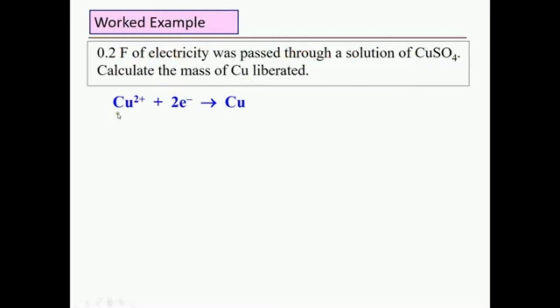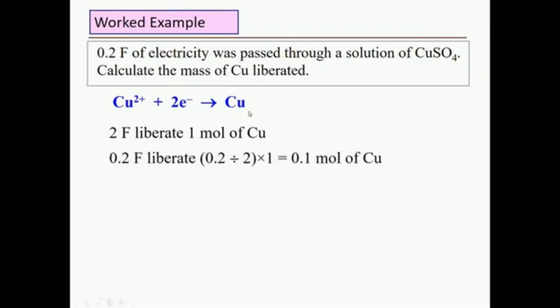The half equation would therefore be this: copper-2 plus 2 mole of electrons to give copper. From the equation, we have 2 Faraday required to liberate 1 mole of copper. So for the 0.2 Faraday, by proportion, 0.2 Faraday will therefore liberate 0.2 divided by 2 times 1, which is 0.1 mole of copper.